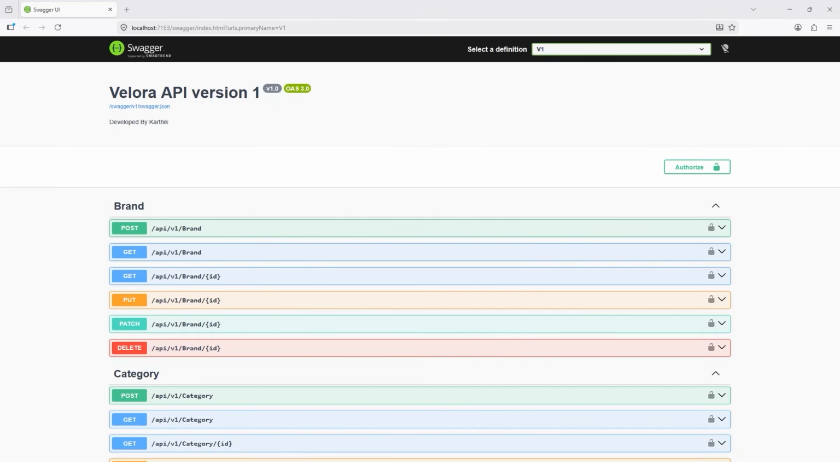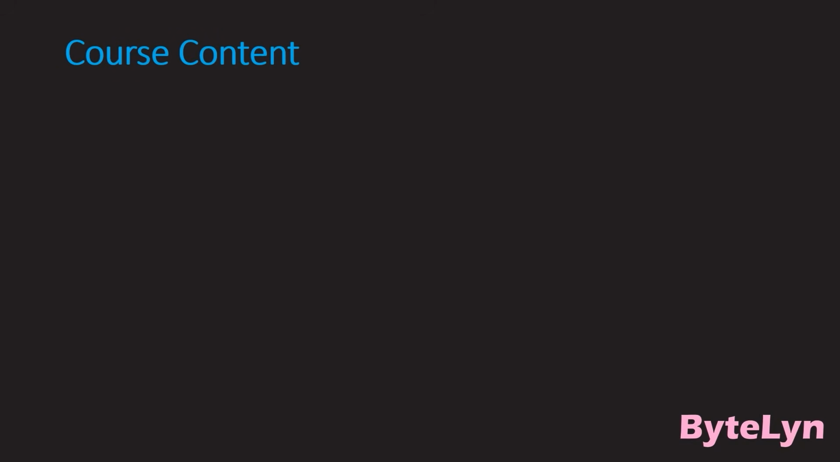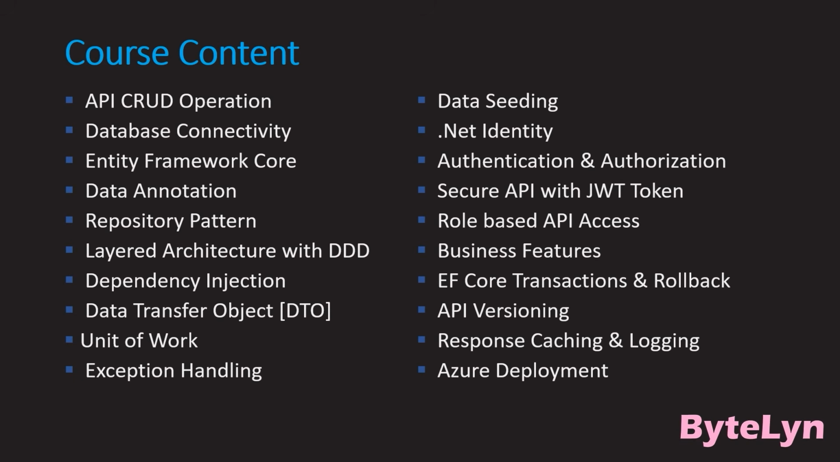Next we will see the course content. By the way, you can easily understand what topics we are going to cover in this course. We can split these topics into 3 different levels: beginner, intermediate and advanced. During the beginner level, we start with the basic API CRUD operation up to the repository pattern. This is like the fundamentals of an API. We will learn all the fundamentals during the beginner level.